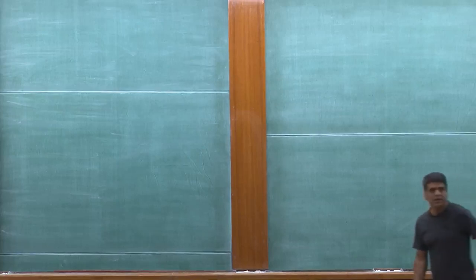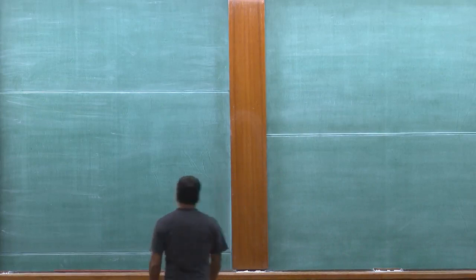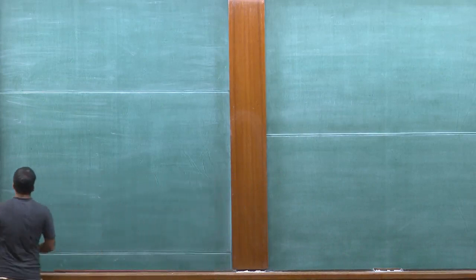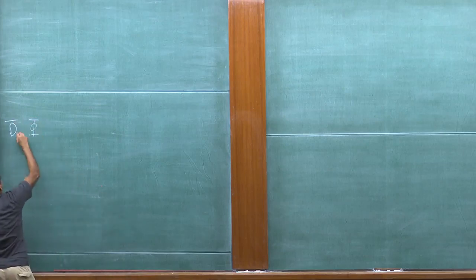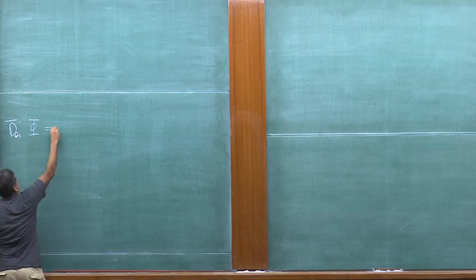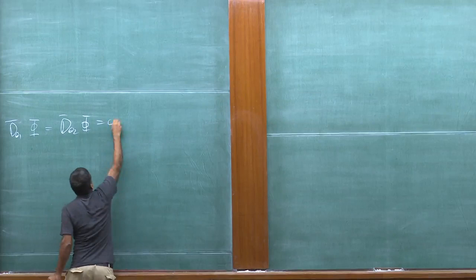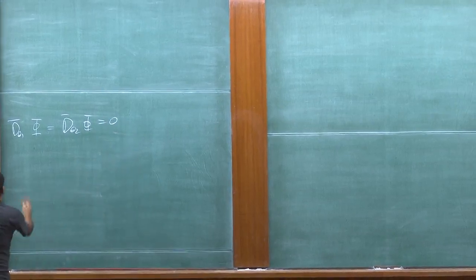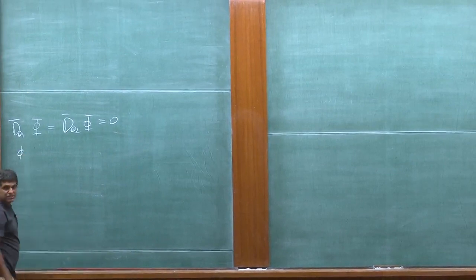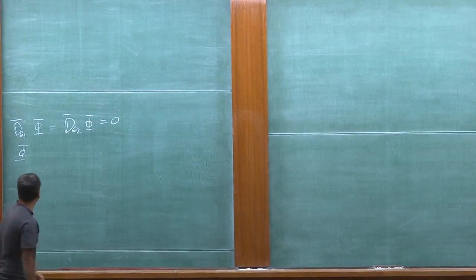Last class, we had turned to discussing theories with 4 supercharges. We decided to discuss chiral fields, that were superfields that obeyed the condition d bar theta 1 on phi is equal to d bar theta 2 on phi is equal to 0. We discussed that the expansion of the superfield phi was in the following terms.